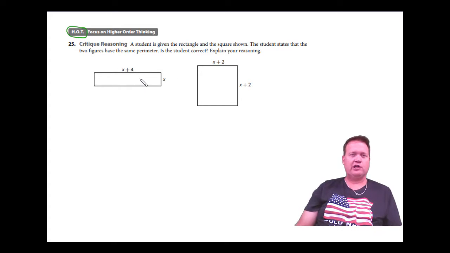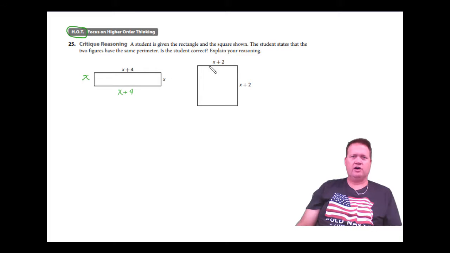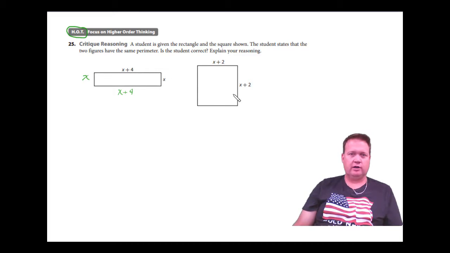Well, let's think about, what do we know about a rectangle? We know that a rectangle has 90 degree angles on all four corners, and the opposite sides are congruent, or they are the same. So if this is x, let's start filling in the things that we know. If this is x plus 4, down here is also x plus 4. What do we know about a square? Well, in a square, all four sides are equal. So if I were you, I would be labeling each of those sides x plus 2.